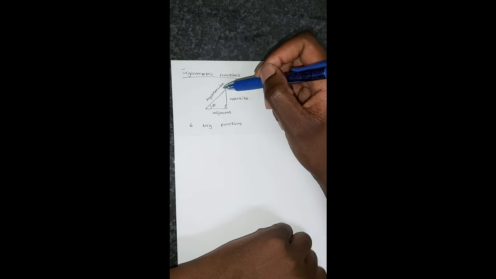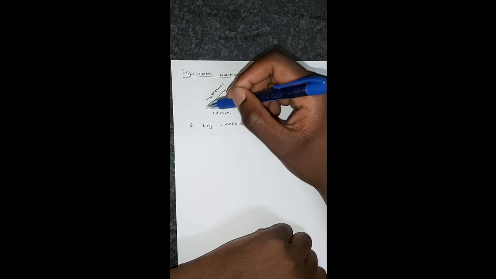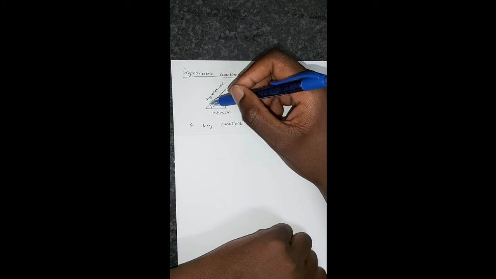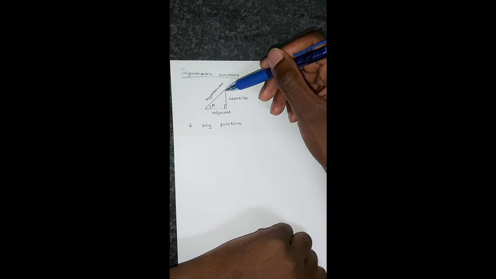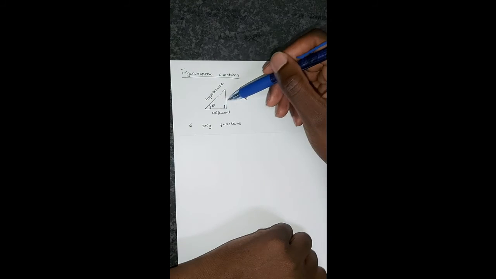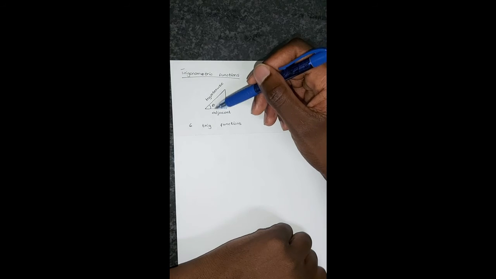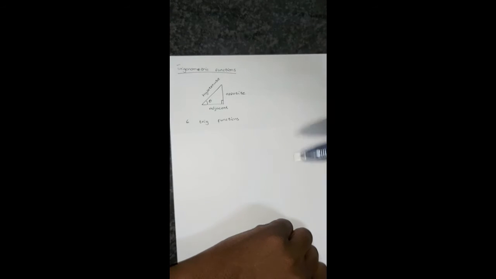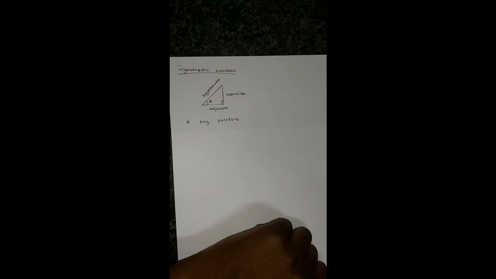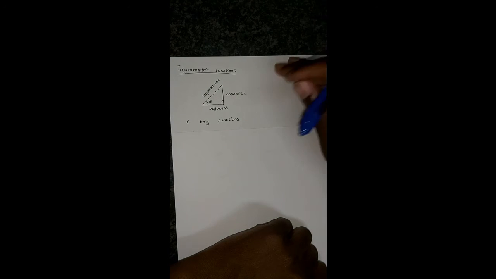Okay, so we have our triangle, a right angle triangle with an acute angle theta over there. This is called the hypotenuse. That's the opposite, because it's opposite to the angle, and then that's the adjacent to the angle. Basically I have 6 trig functions that you just have to know, because if you know those 6 trig functions, then you can work out everything else.